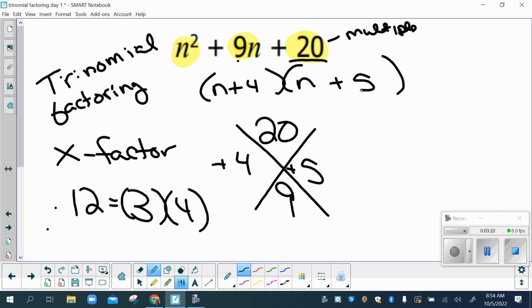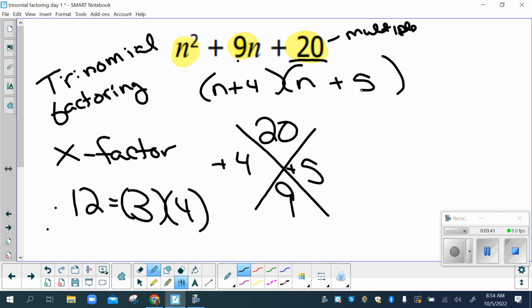Couple things to note. Could you put them in opposite order? Yes, because 3 times 2 and 2 times 3 are the same. So some of you might say, Miss Thierry, what if I wrote n plus 5, n plus 4? That's cool too. But as we go along, you need to be careful of your signs.